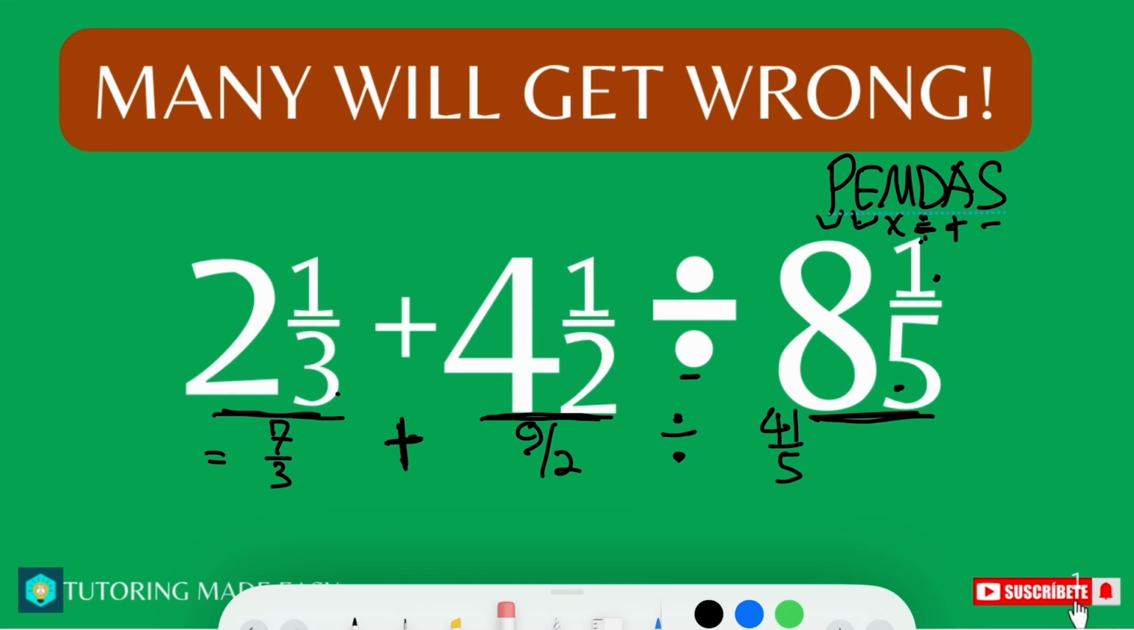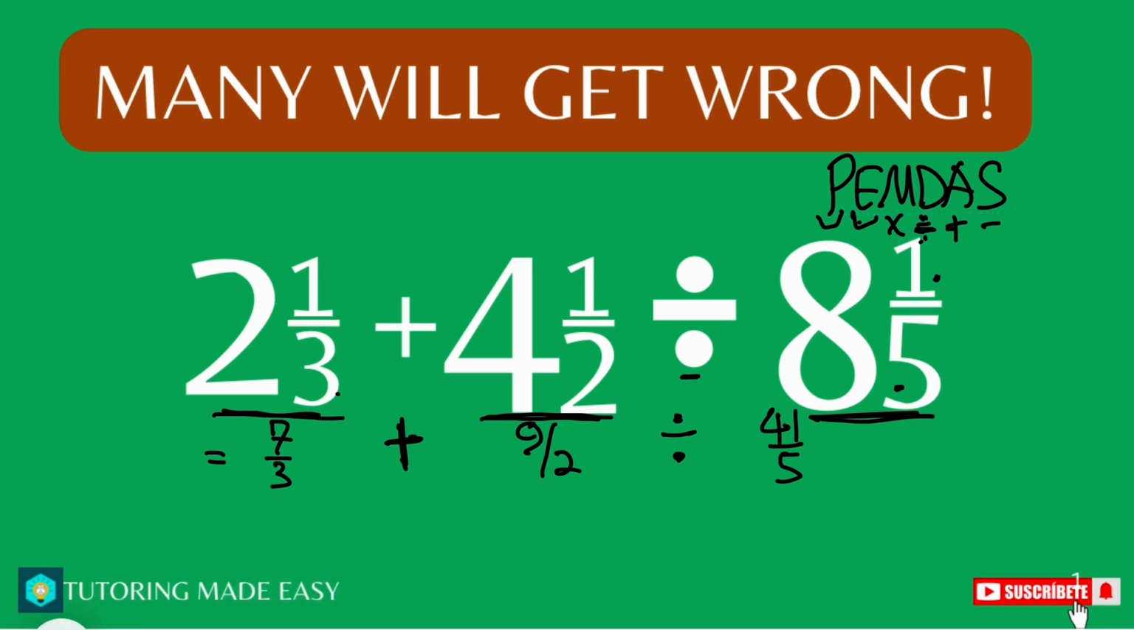Now, what are we going to do with our division? We're actually going to change the division sign to multiplication. So it's going to be 7 over 3 plus 9 over 2. Then we change this division sign to multiplication. And once we do that, this denominator goes to the top to become 5, and then the numerator comes down to be 41.